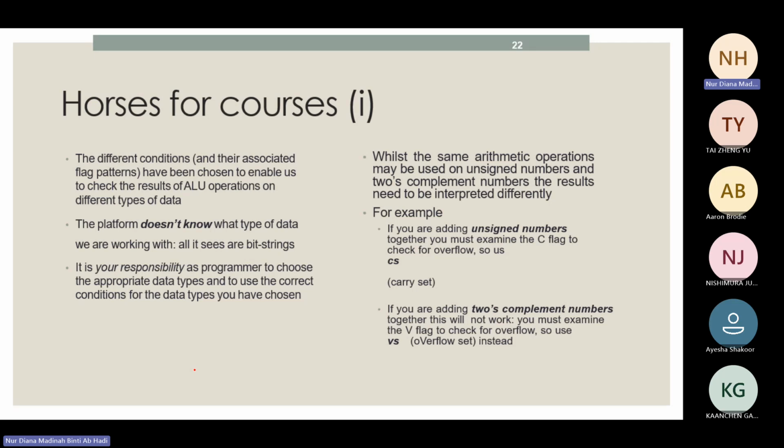Whilst the same arithmetic operation may be used on unsigned numbers and two's complement numbers, the result needs to be interpreted differently. For example, if you are adding unsigned numbers together, you must examine the C flag to check for overflow, so use CS. If you're adding two's complement numbers together, this will not work, so you must examine the V flag to check for overflow. So use VS instead. Different usage will use different types of terms.